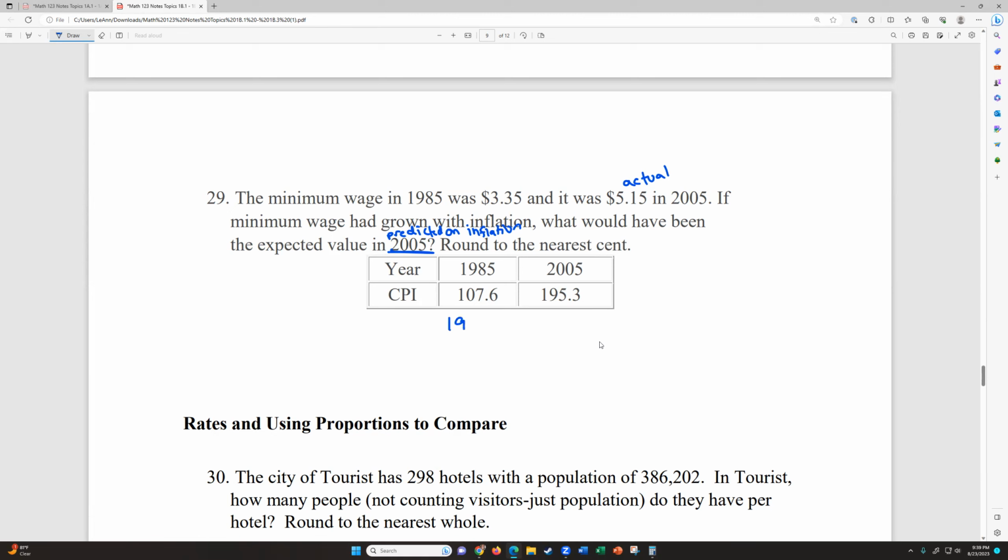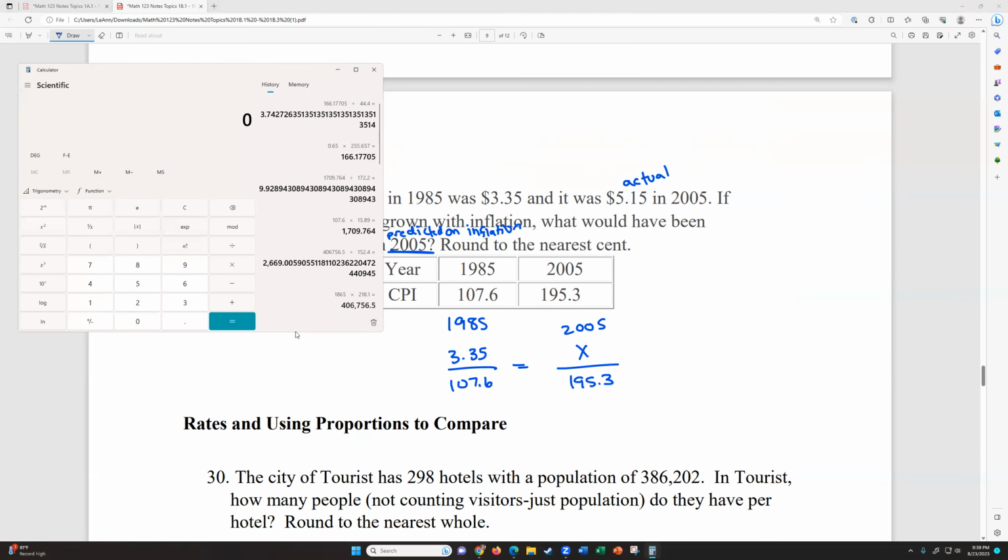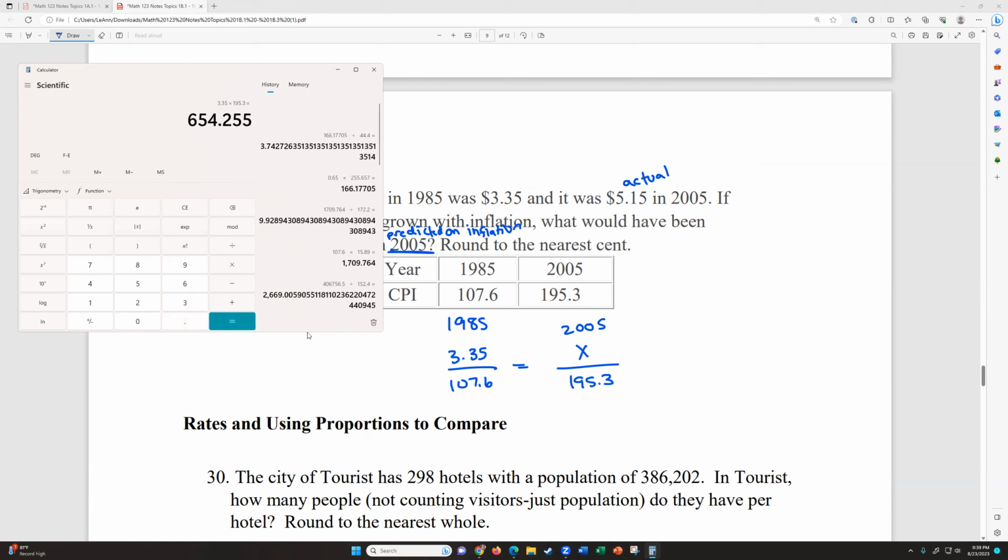salary have been? So we're going to have 1985 and $3.35 over the CPI for that year, which was 107.6. In 2005, even though I know what the actual price is, I want to know what it should have been based on inflation. So this is the increase we saw in the CPI to 195.3. We cross multiply this. What you'll see is that people are not getting paid, that is not keeping up with inflation of how much we pay for goods and services.